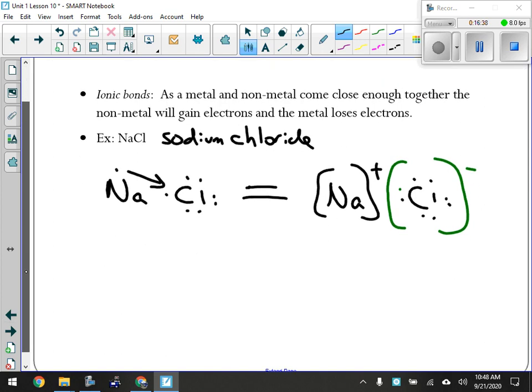So let's take a look at electronegativity here. Let's write this down. Here's the electronegativity of sodium. You're going to need your periodic tables up. 0.9, right? What's the electronegativity of chlorine? 3.2. Okay. Now look, we're going to learn something about electronegativity coming up.